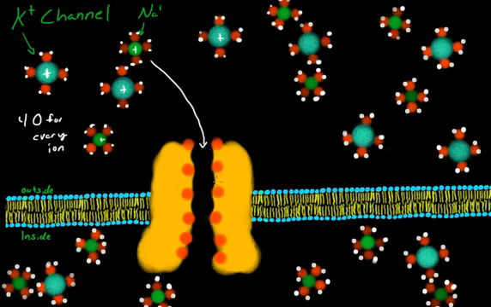What happens is, water actually can't go through this tube. Water cannot go through. And the reason is because of these oxygen atoms right here. They prevent water from going through. So if water can't even go through, what can? Well, it's actually these potassium ions that can.